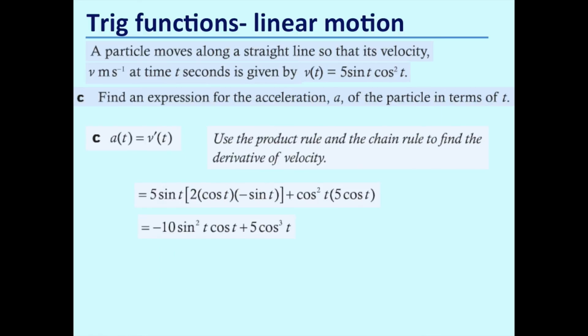Final part then, find the expression for the acceleration. We know the acceleration is a derivative of the velocity. So if we've got the velocity function here, we're going to have to use the product rule and the chain rule in order to differentiate this, and we will end up with negative 10 sine squared t cos t plus 5 cos cubed t.